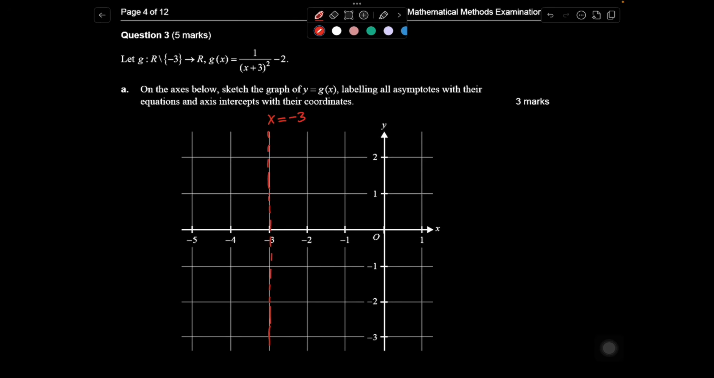And make sure you label it. And then our horizontal asymptote is whatever number's at the end there. So that's negative 2. Now what we need to find is the y-intercept, and you find that by making x equals 0. So by making x equals 0, we'll get 1 over 3 squared minus 2. That's equal to 1 over 9 minus 2. And then to combine this fraction, this needs to get the same denominator, so the bottom number, so we times it by 9 over 9, and that gets us 1 over 9 minus 18 over 9, which is negative 17 over 9. We can label that here.